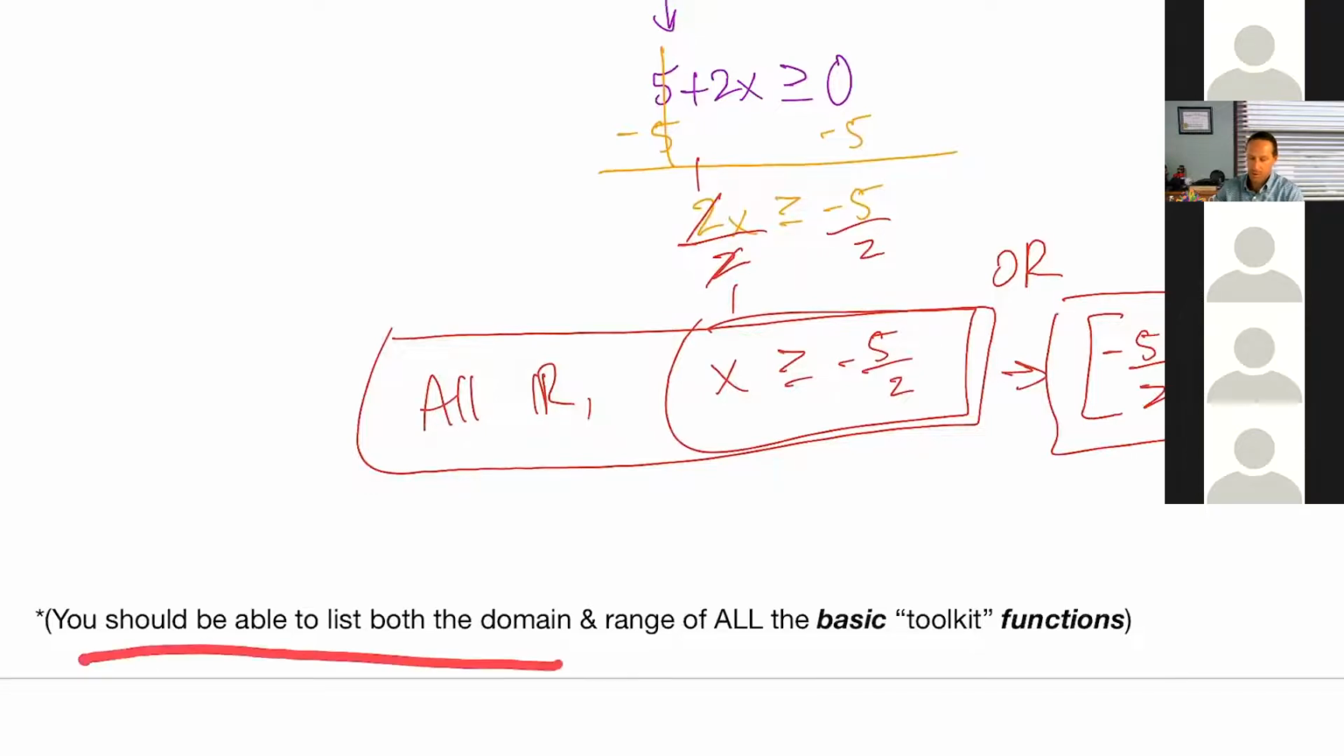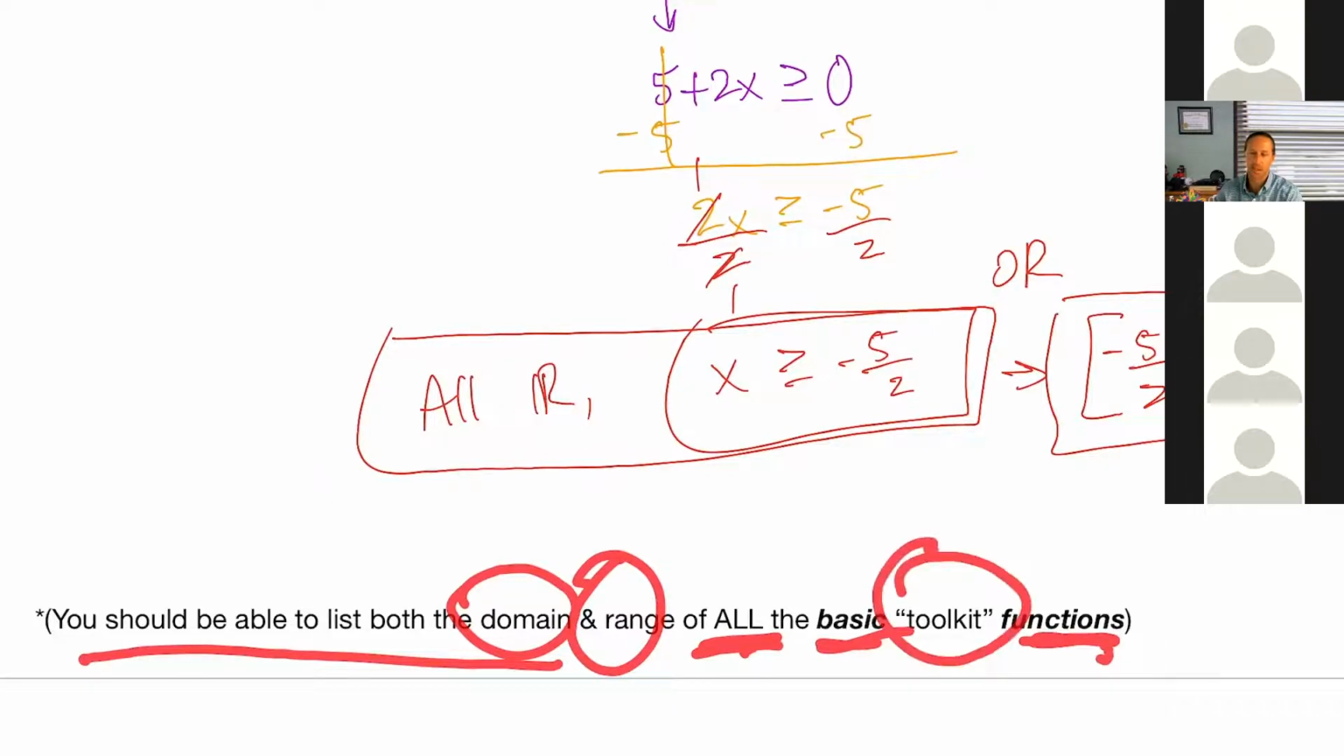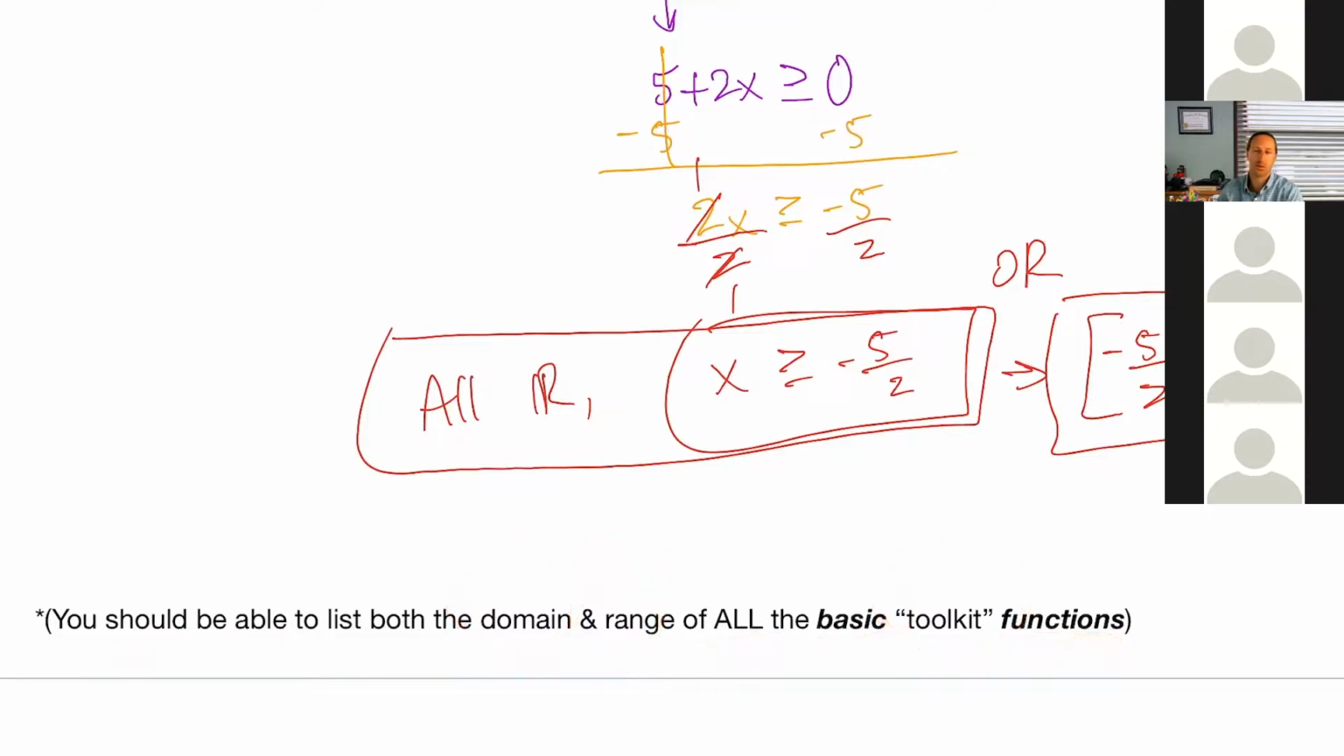Now, you should be able to list both the domain and range for all of these basic functions that we're going to be talking about, okay? In this book, they call it the toolkit, because you should have those tools as an easy kit for you to just look up, use, memorize off the top of your head. Okay, I want to make sure that you guys know the domain and range for every one of our basic functions.